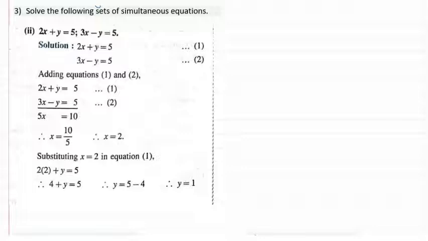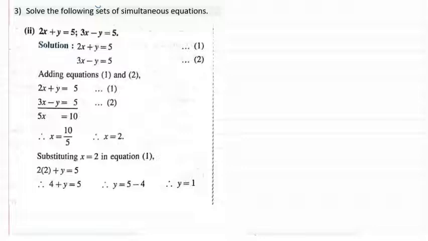So therefore, variables on one side, numbers on the other side. So y will remain there itself. Plus 4 from LHS will move on to RHS and becomes minus 4. Okay, and y is equal to 5 minus 4. 5 minus 4 is 1. So therefore, the value of y is 1.